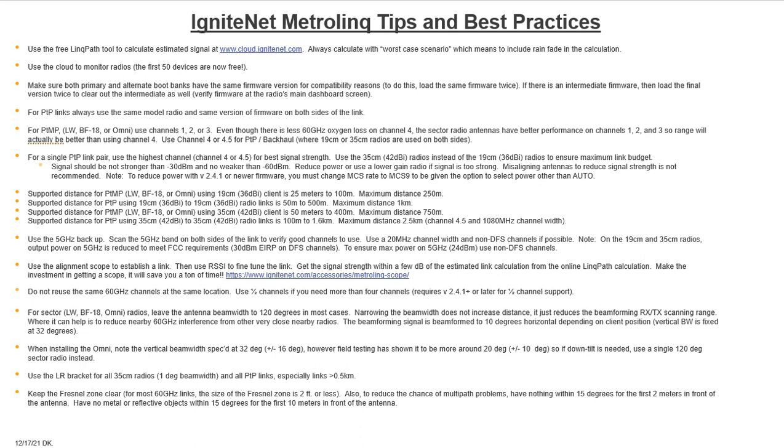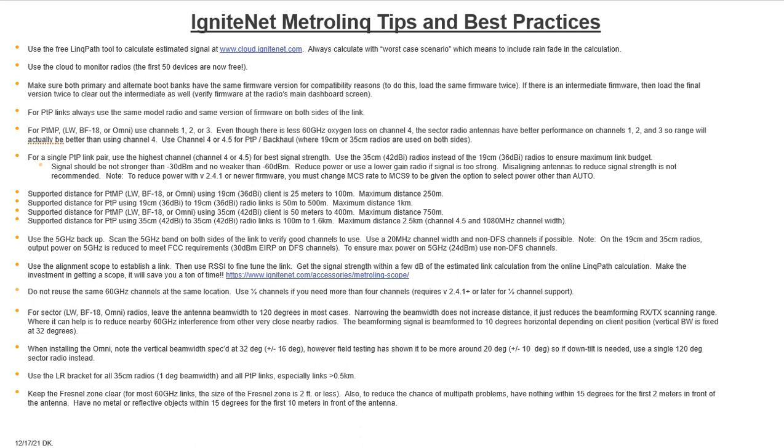First thing I'm going to point out is we have a cloud, cloud.ignitenet.com. It's free to create an account on the cloud, and there's a link path tool, a 60 gigahertz link path tool. It'll calculate the signal strength and even factor in rain. Depending on where you are, you could factor in rain fade as well. You're always best to calculate with the worst case scenario, meaning with rain fade in mind for your calculation.